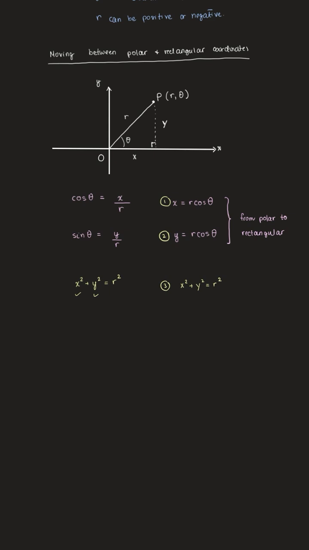And the last one that's going to be helpful to us is that tangent theta is y over x, so that if I know x and y, I can find theta. So the fourth important relationship here is that tangent theta is y over x, and these two equations will be really helpful to us in going from rectangular to polar coordinates.